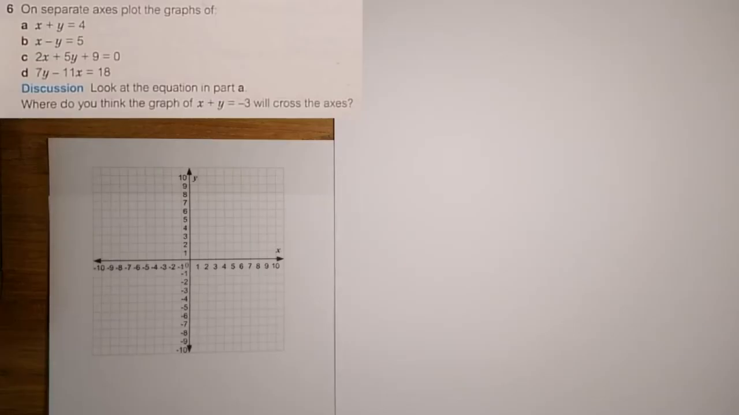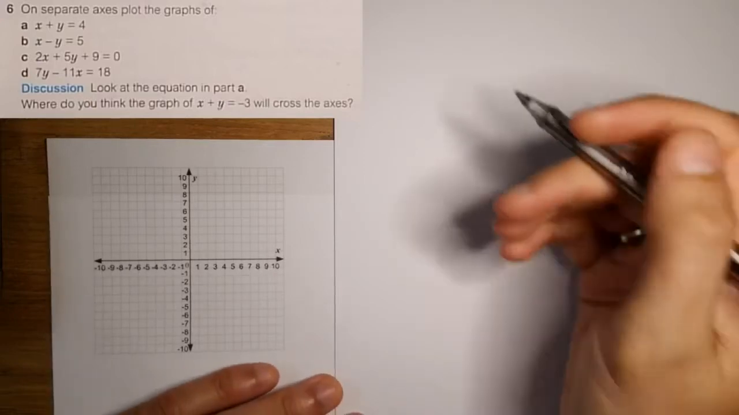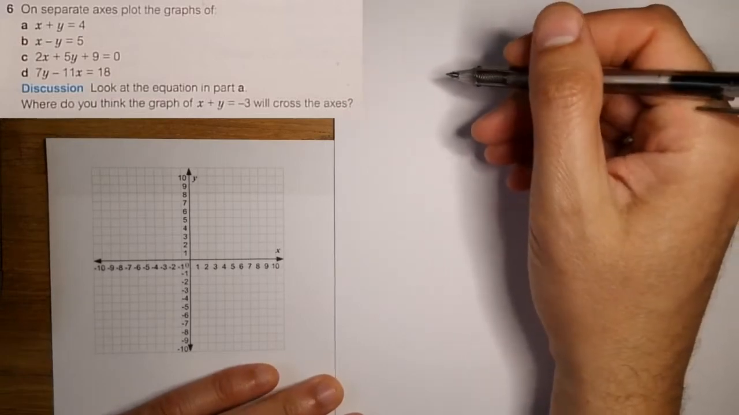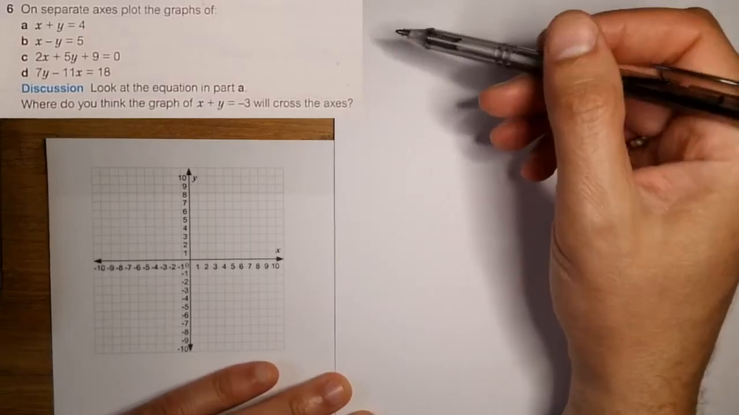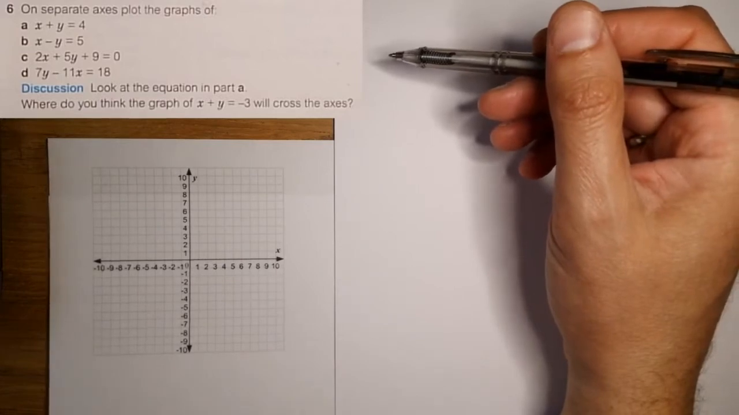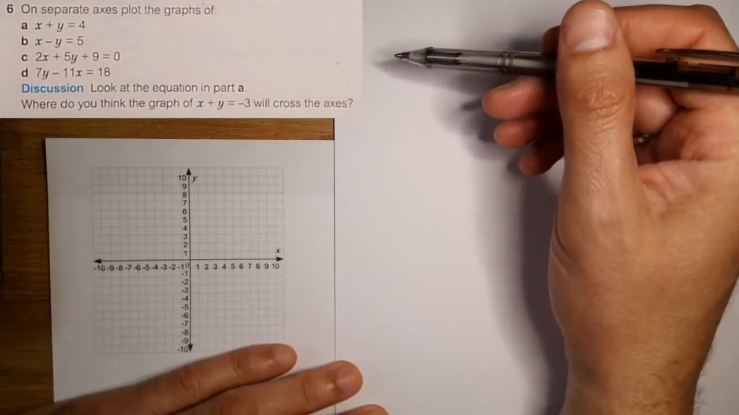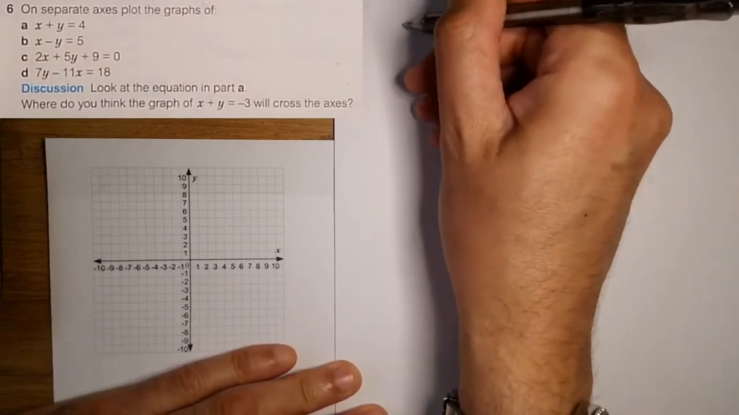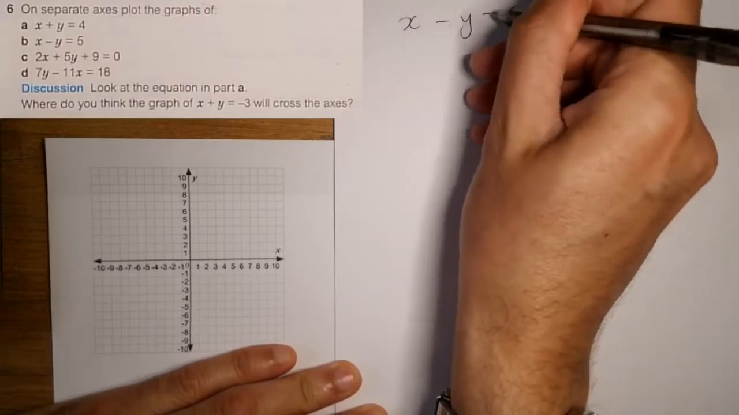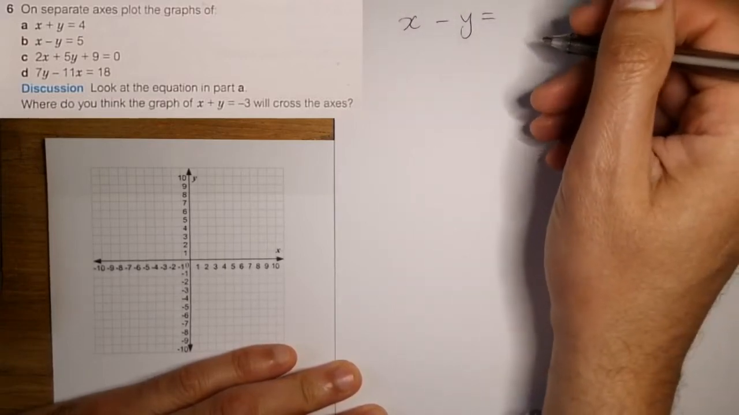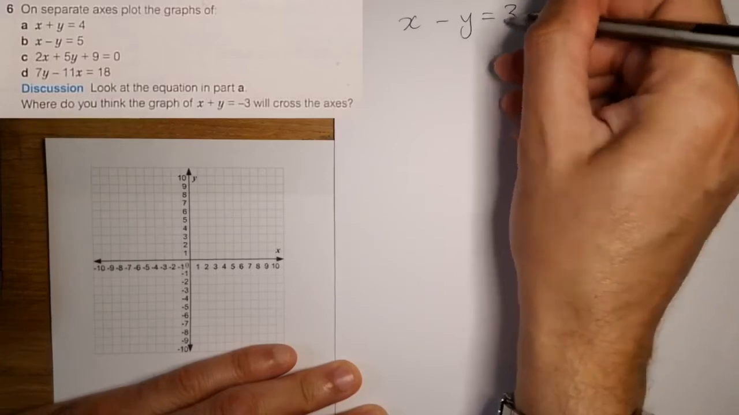Right, boys, so I'm going to do a quick video here to help you with question 6b. I guess I might also help you with 6a, but 6b is one of the ones I want you to submit to me. So 6b, it says, on separate axes, plot the graphs of x minus y equals 5. I'm not going to do x minus y equals 5 because that's your job. I'm going to do x minus y equals 3.